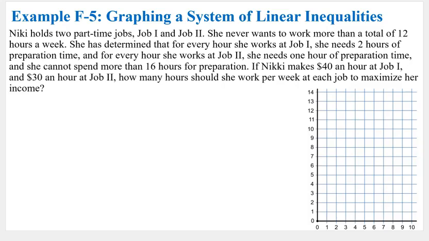So this problem is about Nikki, and Nikki has 2 part-time jobs. She has job 1 and she has job 2. And she has to make sure that everything is just right with both of these jobs. So let's find out all the constraints, and we're going to write all those down.